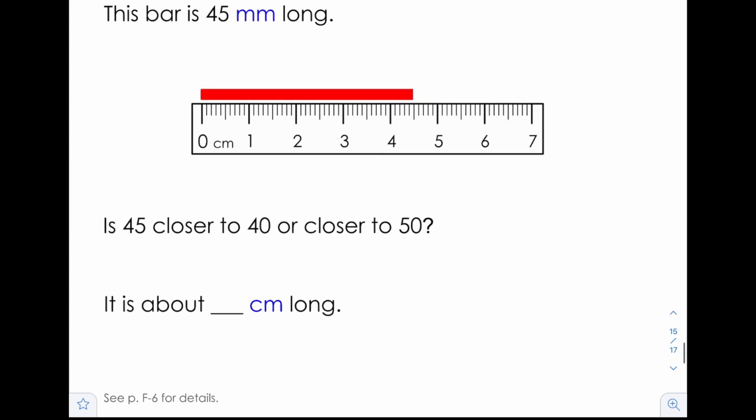This bar is 45 millimeters long. Is 45 closer to 40 or 50? Well, it is right in the middle. It's right in the middle. So we would say it's 4.5 centimeters.